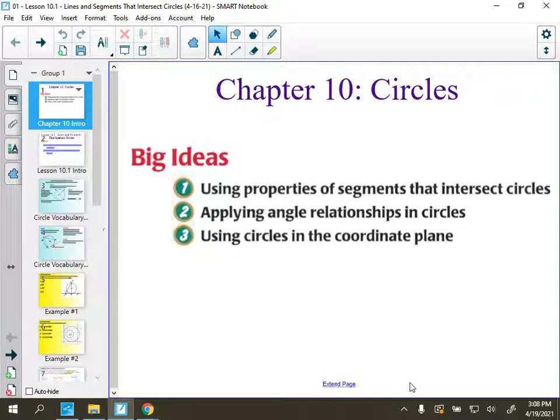All right, welcome to lesson 10.1 notes. Starting a new section here, a new chapter on circles. Chapter goals, chapter ideas here.